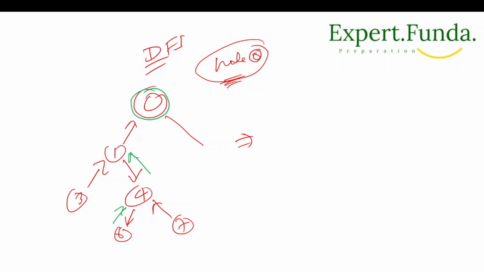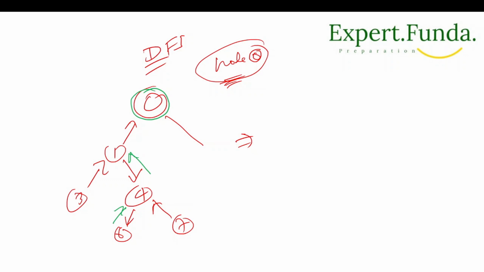So we must traverse the entire tree to determine the number of such edges that are directed from the parent to the child node, right? If any direction we have from parent to child, that we have to determine, that we have to see.